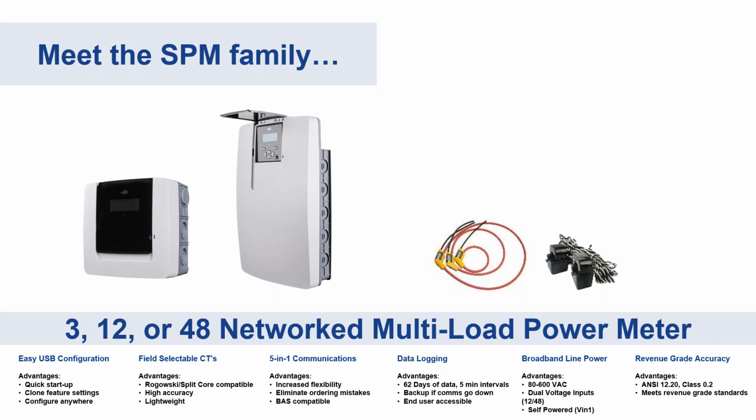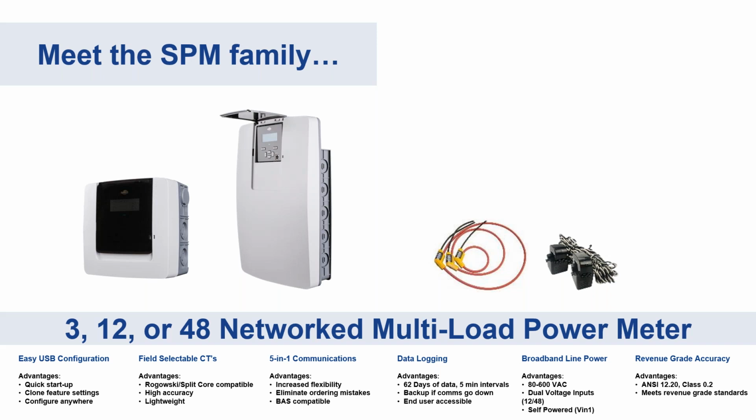And then if you go across the bottom, you can see the features that we've built into this. A very easy USB configuration, which can be done either on the bench or in the field at the installation site. When you connect a USB from a PC or a Mac to configure the unit, that will also power the unit. So you don't need to bring any separate power in when you're doing that configuration. There are also field selectable CTs that can be used, and those can be either Rogowski CTs or standard split core CTs, or a mixture of both, right?